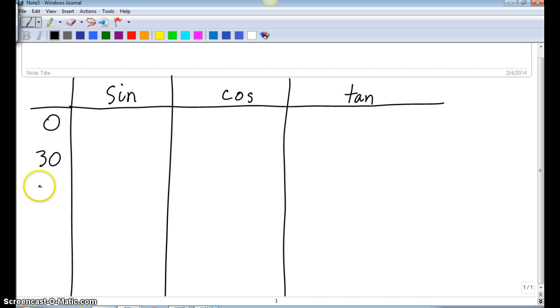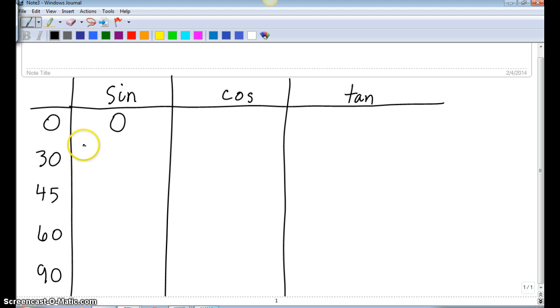30, 45, 60, and 90. So if we want to find the sine of any of these angles, it's a really simple process. It's like a flow chart. The sine of 0 is 0. The reason is sine, if you remember, goes with the y value. And at the starting point of an angle, if we have 0 degrees, we haven't gone up any on the y-axis. So that's why sine of 0 is 0.